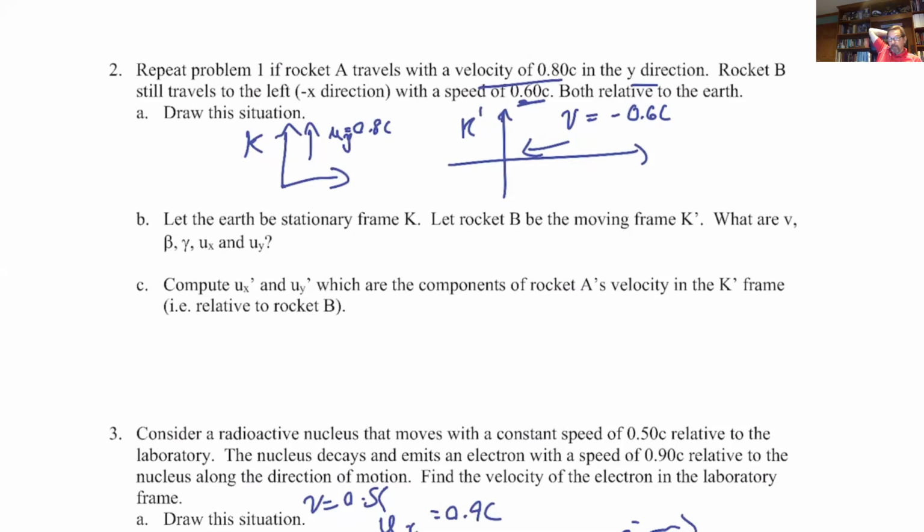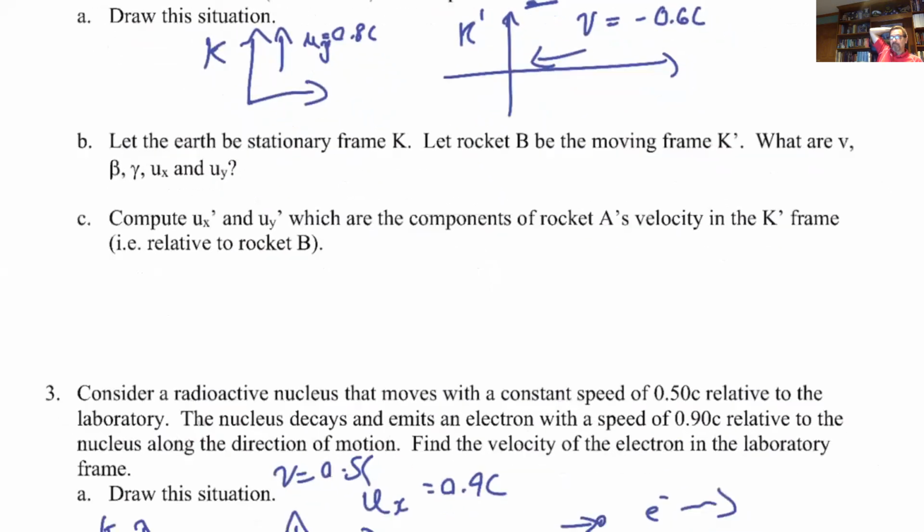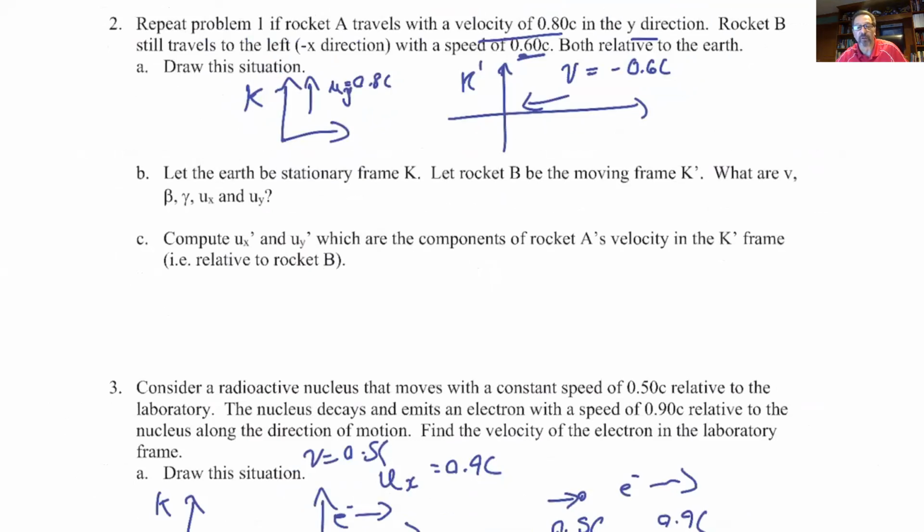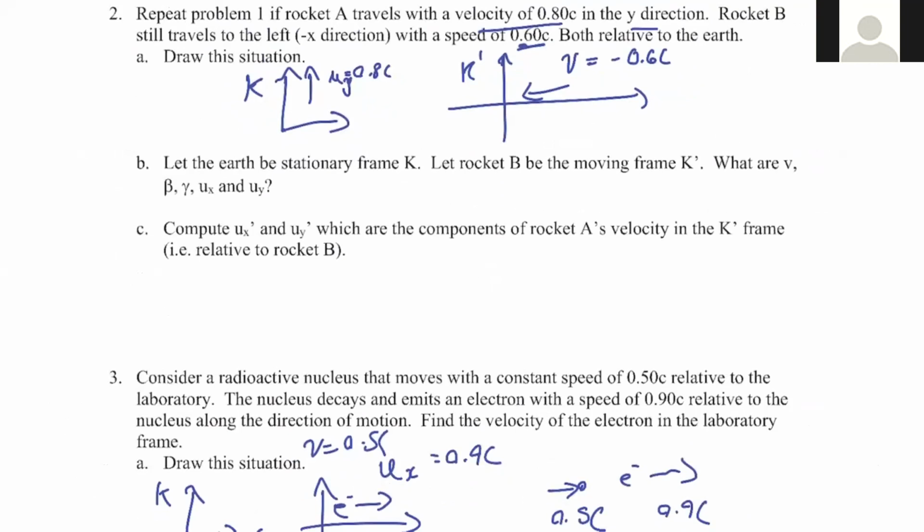All right, so now it's time to just plug and chug here. Find beta, find gamma, find ux prime, and find uy prime. Go ahead and do that calculation, and I'll leave you guys alone to do that.